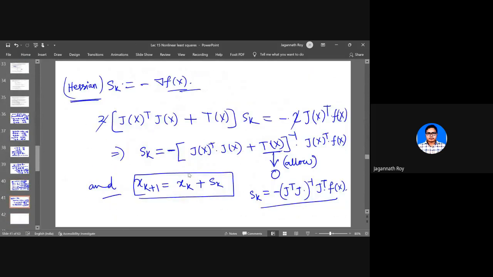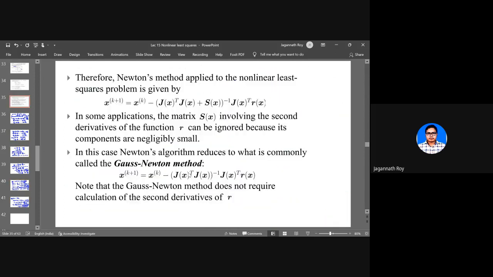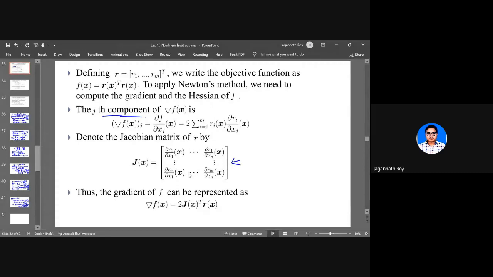So this is very similar to the x star that we have calculated, A transpose A inverse A transpose B, or least square. So now we can see that this formula is known as the Gauss-Newton method. I will tell. So from here we'll discuss again.